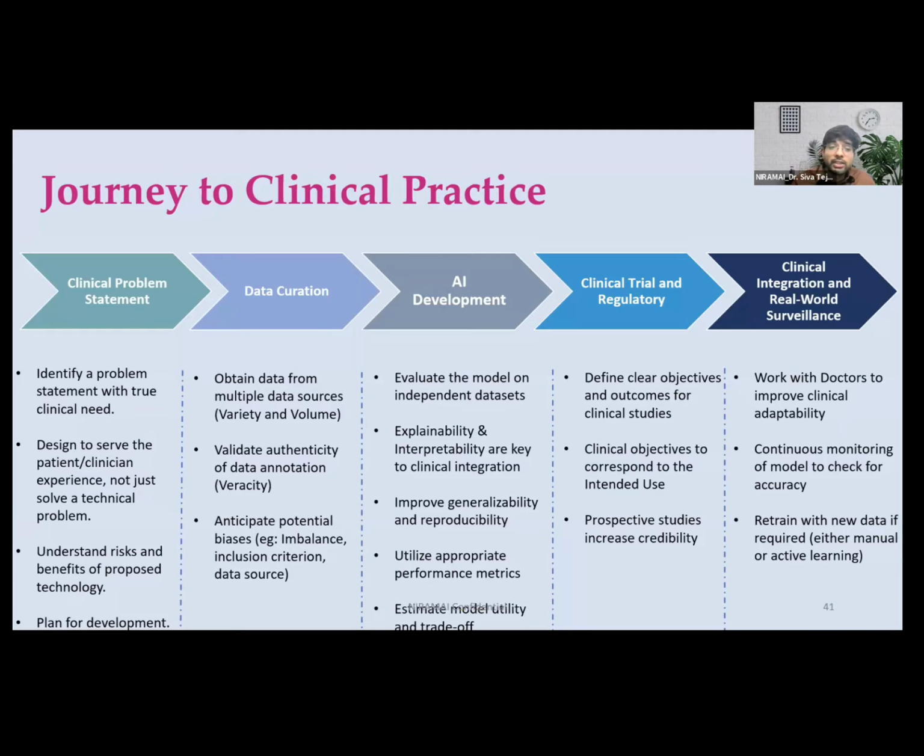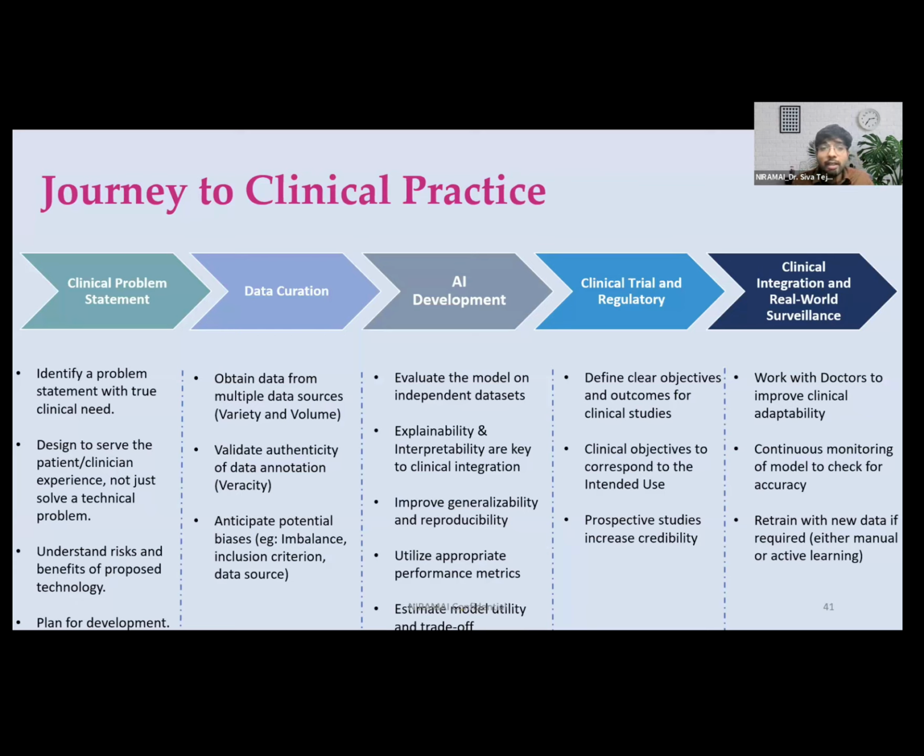This is crucial not just for our understanding, it's also, as per regulatory, one of the foremost steps before planning for development. The regulatory will suggest to have this risk benefit analysis done in the beginning itself.